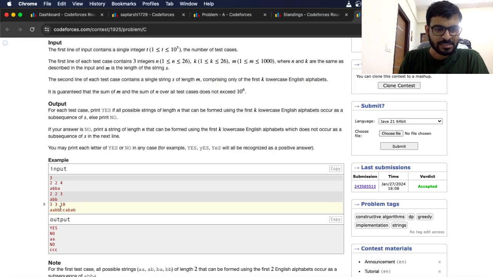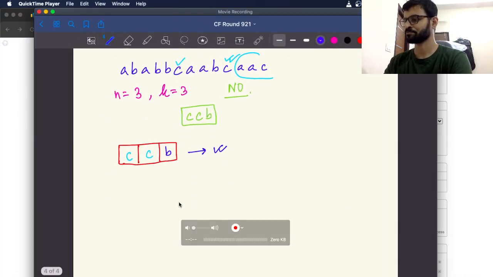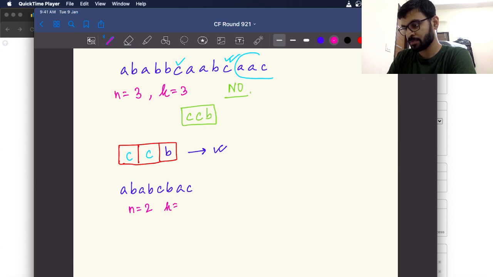Let me see if I can get an example. 3, 3, 10, fine. What other example can I give you? Let's say A, B, A, B, C, B, A, C, B, A, C. So n equal to 2, k equals to 3. I'll do that process.